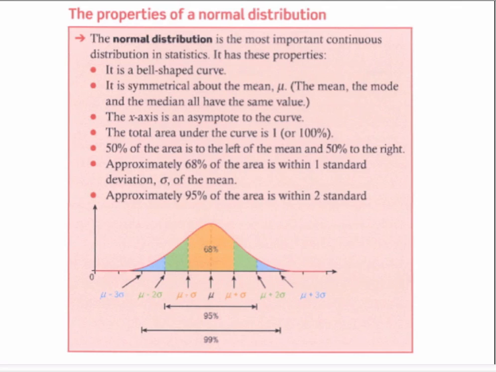We're going to take a look at some examples in a second. Here are some properties of the normal distribution. Bell-shaped curve, symmetrical about the mean. So we're just talking about most of this stuff. Alright.